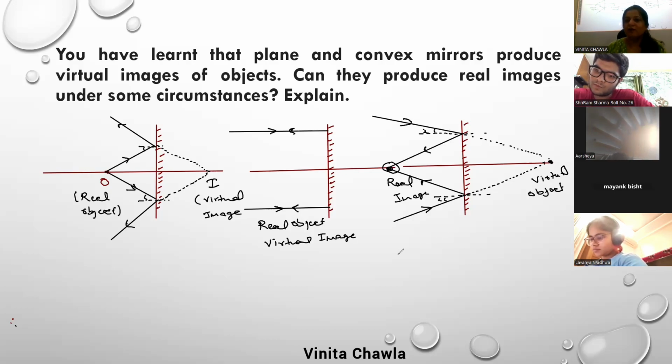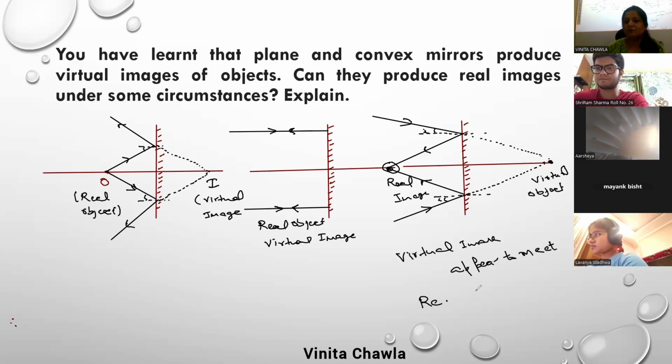In case of virtual, what do we say? For virtual image, we say that reflected rays appear to meet. Apparent intersection of rays, right? This is what we write for virtual image. Appear to meet, apparent intersection of image. While for real image, how do we write? For real image, we say that the rays are actually meeting at a point.